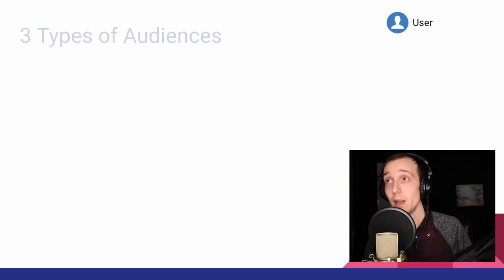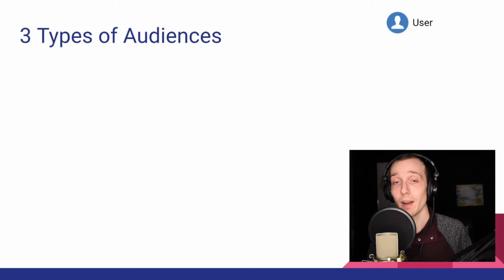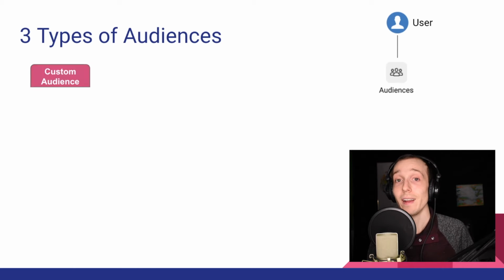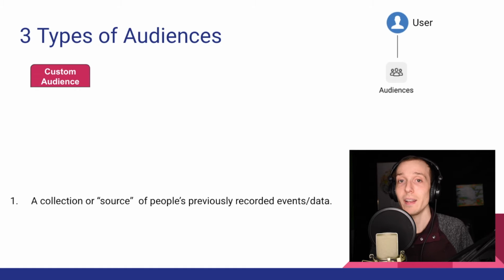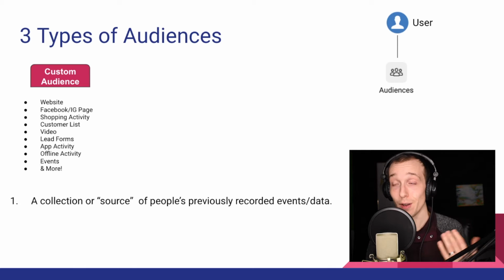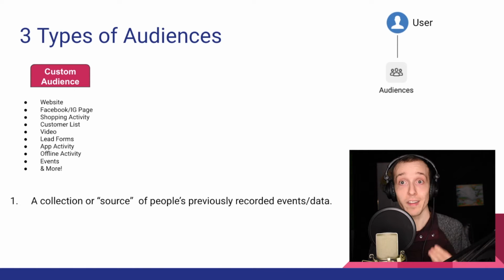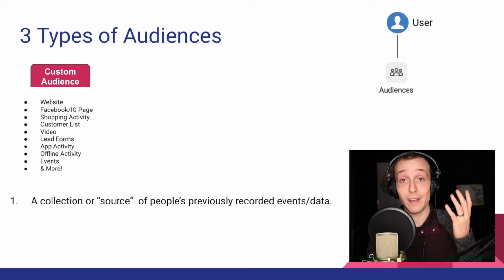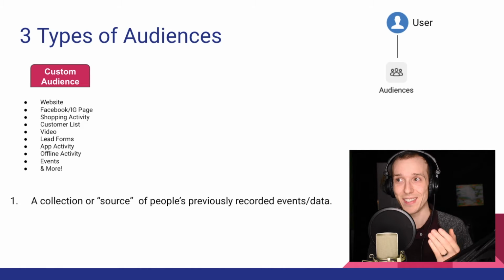So let's dive in. There are three types of core audiences. The first is called a custom audience. And a custom audience is basically a collection or source of people's previously recorded events and data. So that means like your website activity, your Facebook and Instagram pages, shopping activity, people on your Facebook or IG shop, customer lists that you may have of email addresses or purchases, video views, lead forms. There's a ton of different custom audiences, as you can see, we can make.